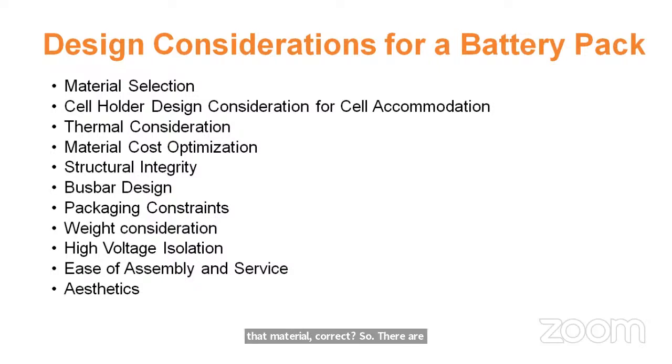Okay, so in spot welding, suppose you have a cylindrical cell. The cylindrical cell's outer body could be made of nickel, or it could be made of steel, right? So you have to choose the material which can be easily spot welded with that. You have to be wise with that.